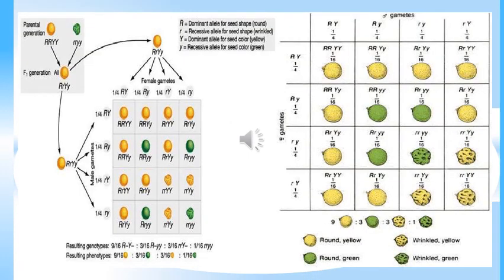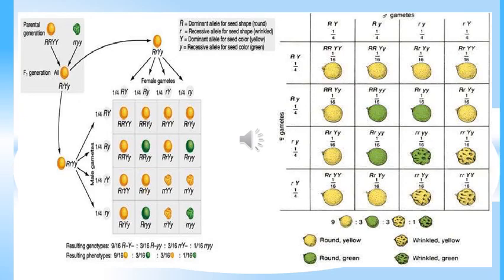You can see in this slide also, the same slide here, capital R is the dominant allele for seed shape, that's round. Small r is the recessive allele for seed shape, wrinkled. Capital Y is the dominant allele for seed color, that's yellow, and small y is the recessive allele for seed color, that's green. Okay, remember this, you are supposed to draw this. This is the Punnett square, and in a dihybrid cross we are going to get 16. In a monohybrid cross we will be getting only 4.